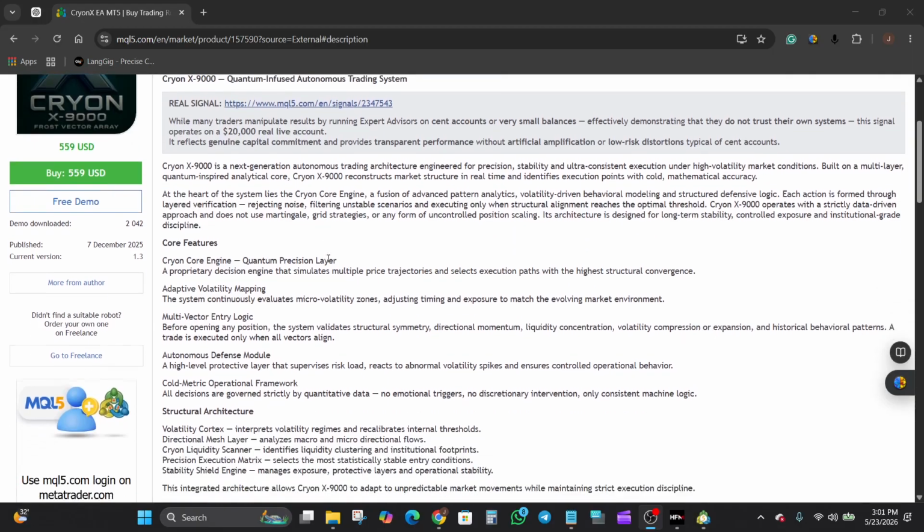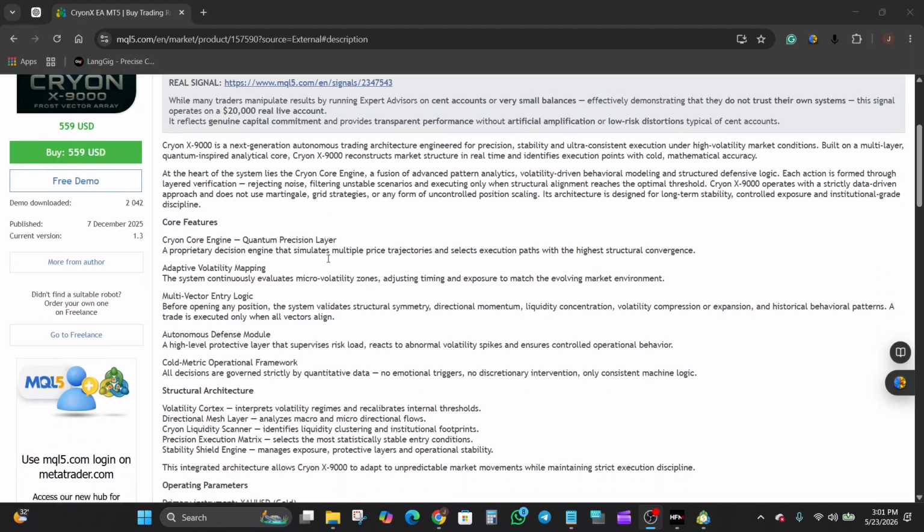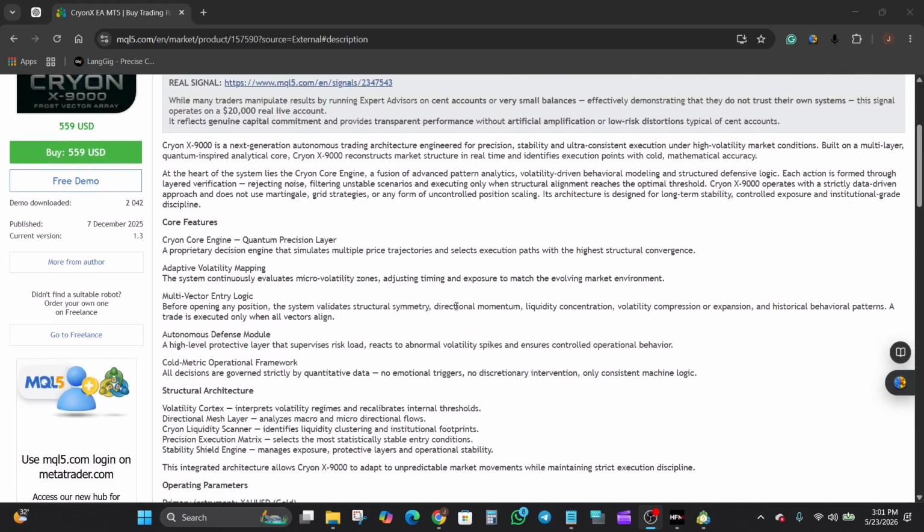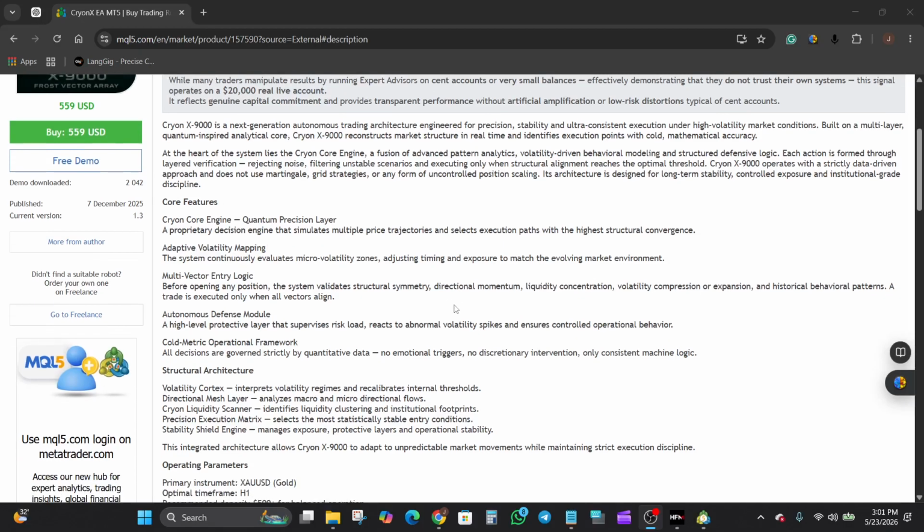So scrolling further down, the EA is described as using a layered analytical framework with multiple confirmation stages before opening trades. According to the description, the system evaluates things like volatility behavior, directional momentum, liquidity concentration, and structural alignment before execution takes place. One thing clearly stated here is that the EA does not use martingale grid systems or uncontrolled position scaling, which is important because a lot of traders specifically look for that information before testing an EA.